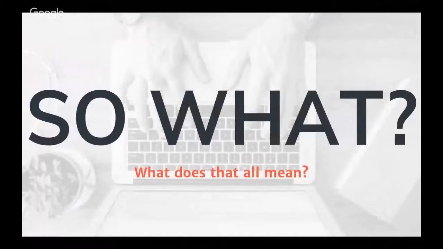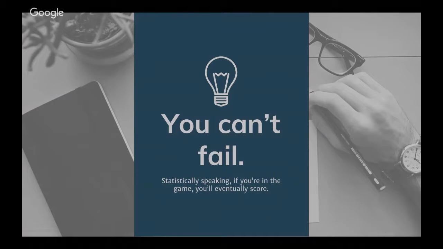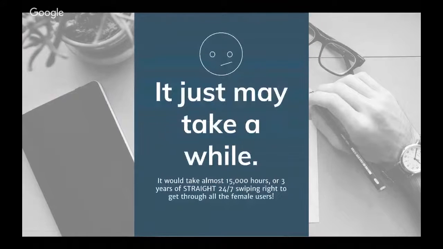So what does that all mean? Well, it means that you can't fail. Statistically speaking, if you're in the game long enough, you'll eventually score. That's really good news. It just might take a while. To give you an idea of what that means, it would take almost 15,000 hours, or 3 years of straight 24-hour, 7 days a week swiping right each time, to get through all of the female users. So that's quite a lot of swiping. And by the end of this webinar, you'll know how to drastically reduce that number.